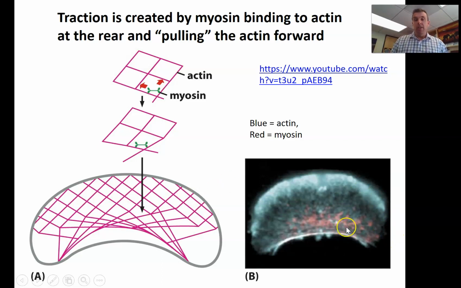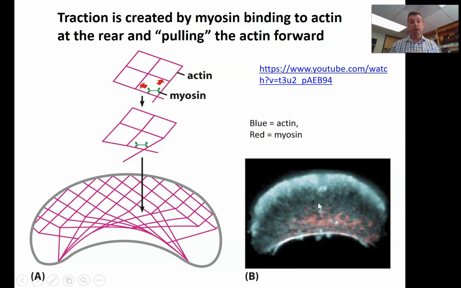Well, now hopefully you can see that this cell is moving towards the top. Right? Now actin is in blue, so you can see the actin filaments and lots of actin at the leading edge. But red is myosin, and remember, we haven't talked about it yet, but myosin is that motor protein that pulls actin filaments. Okay? And so it's going to help pull the back edge forward.